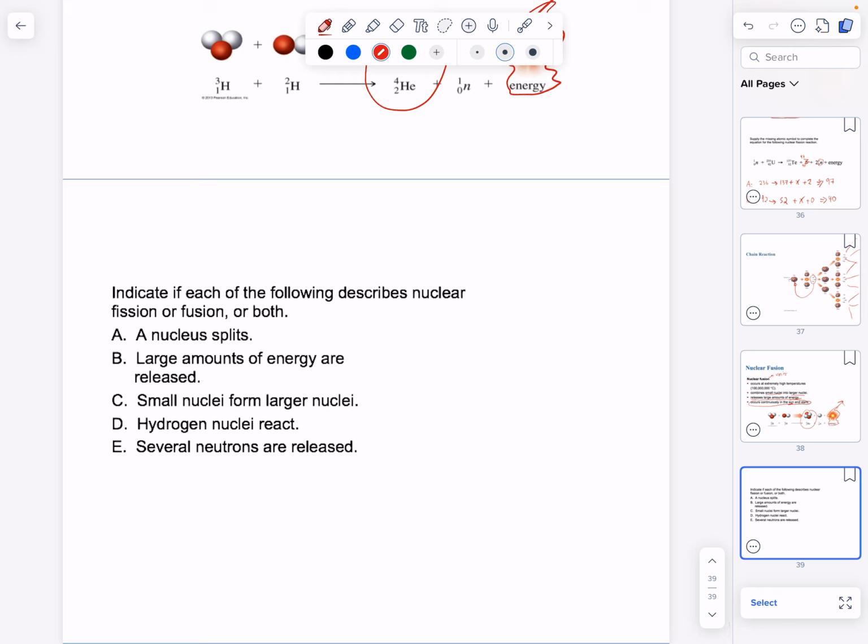Okay, let's indicate whether this is fusion or fission, or both. A nucleus splits, that's fission. Large amounts of energy are released, that's fission and fusion. Small nuclei are formed from large nuclei. This is the same, split, fission.